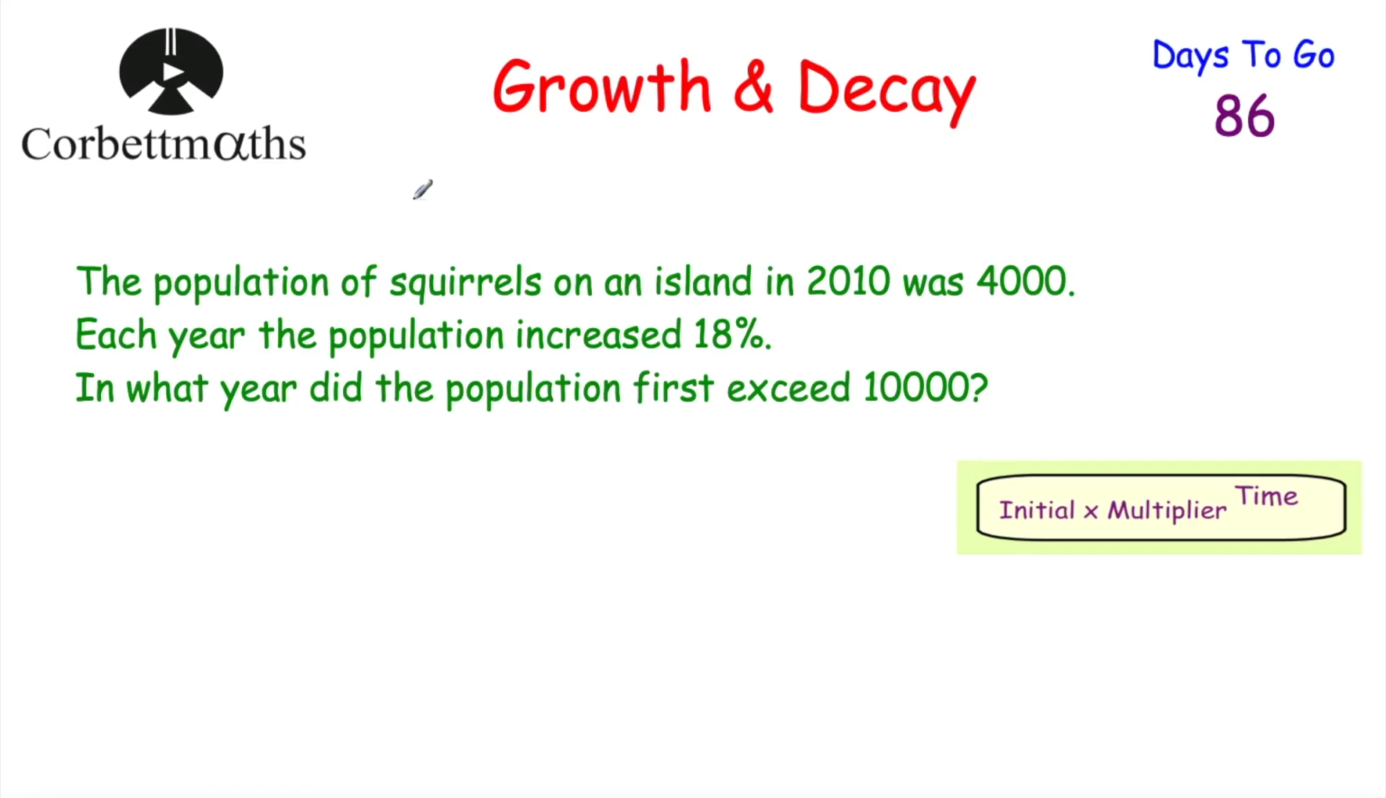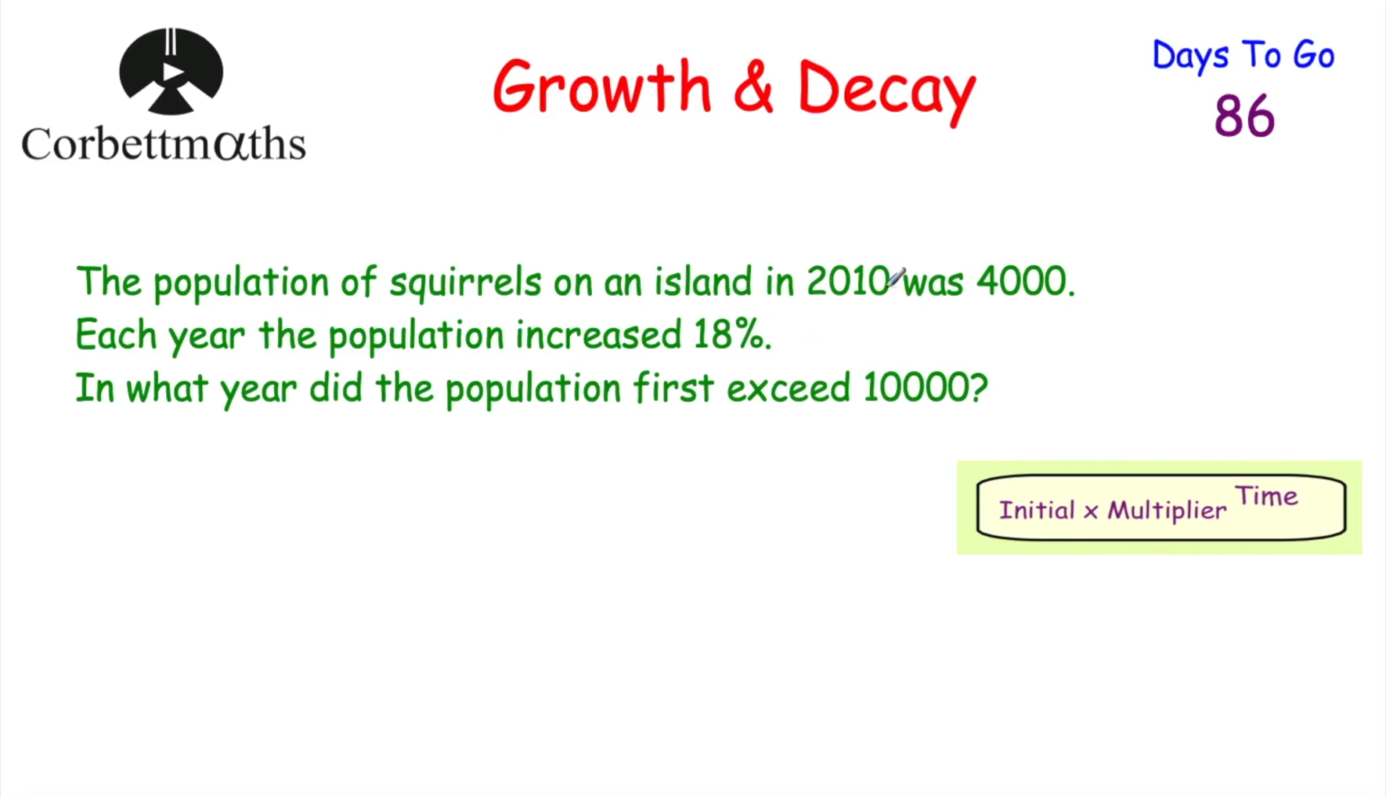Okay, let's have a look at one last question. And sometimes the situation isn't actually based on money. It could be where you've got perhaps the population of squirrels on an island in 2010 was 4,000, and each year the population increased by 18%. In which year did the population first exceed 10,000? So in this question, it's not obviously to do with money, it's about squirrels, but we can use the same formula. So we've got initial multiplied by the multiplier to the power of time.